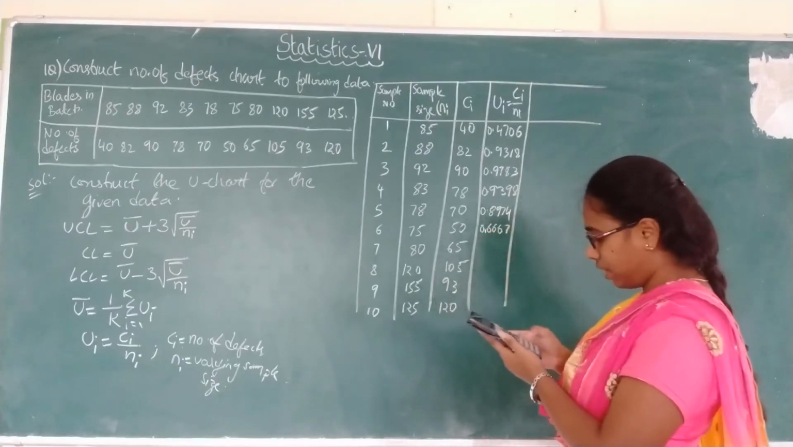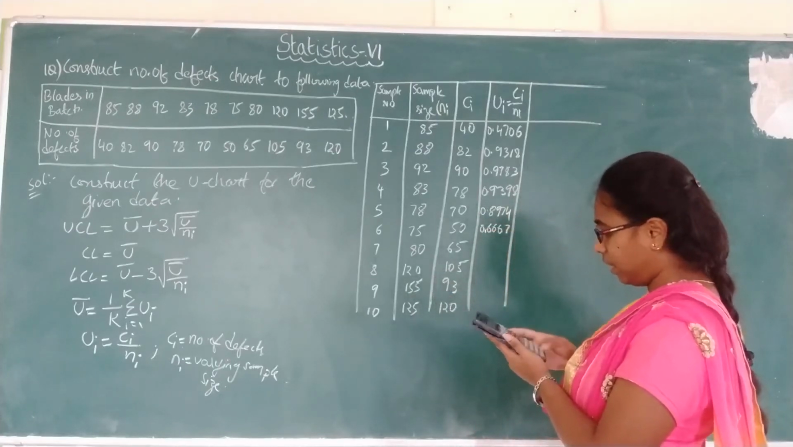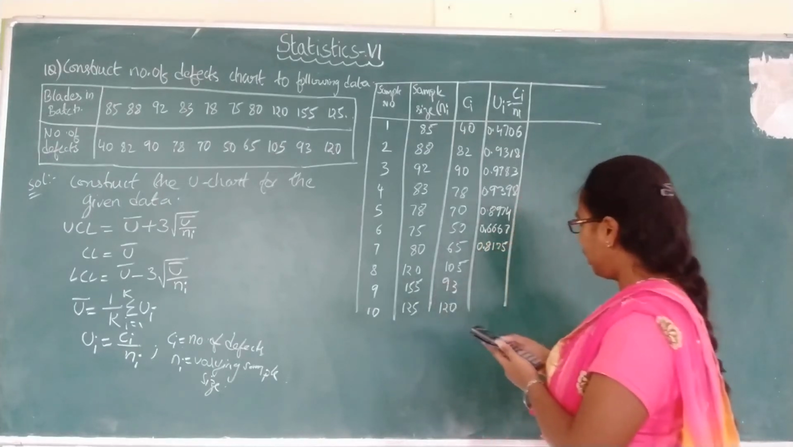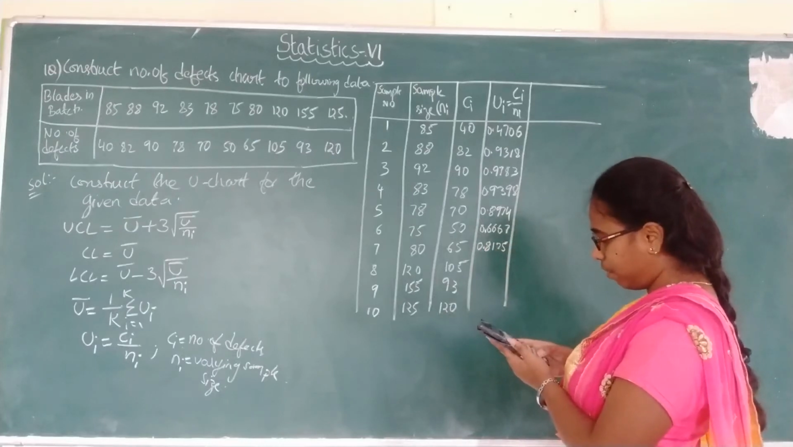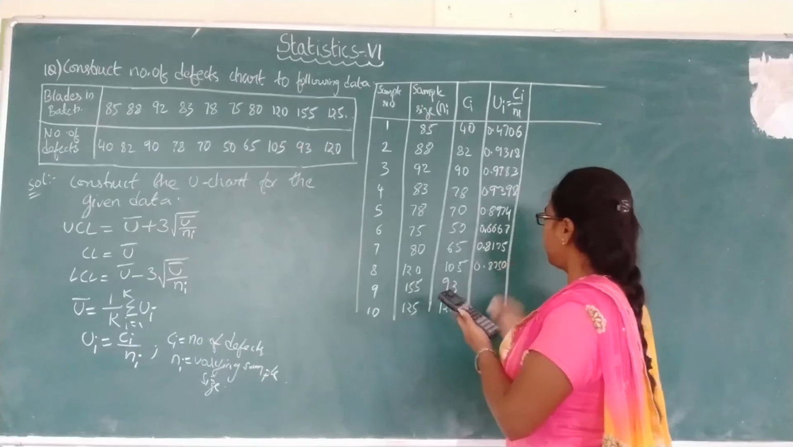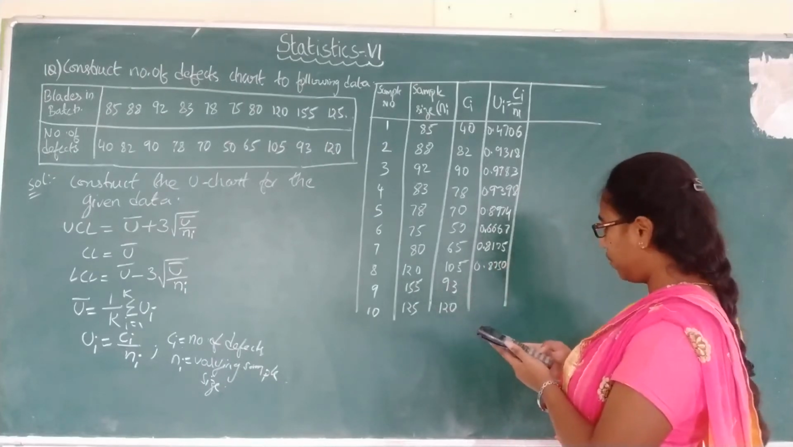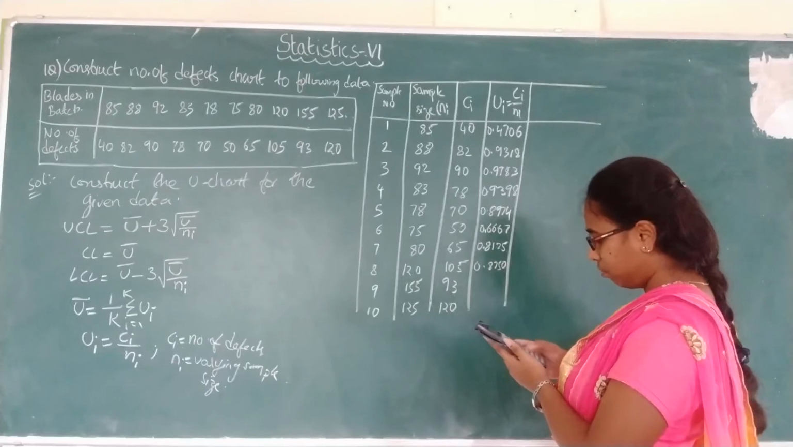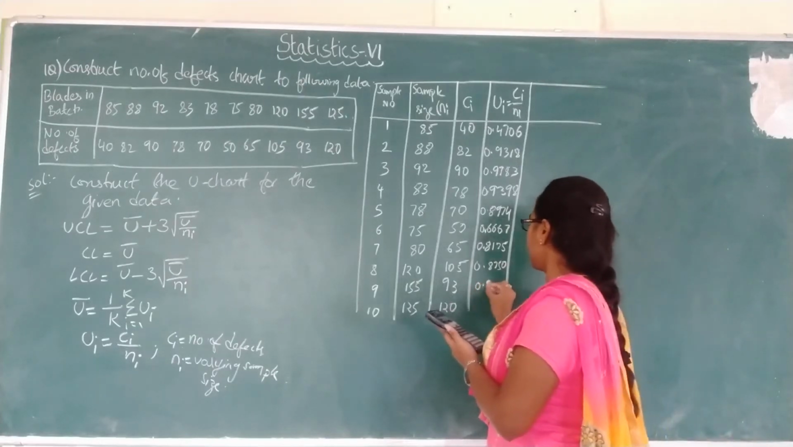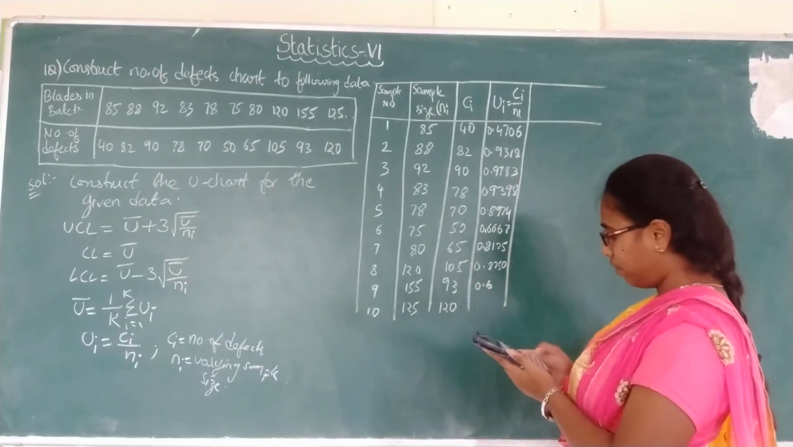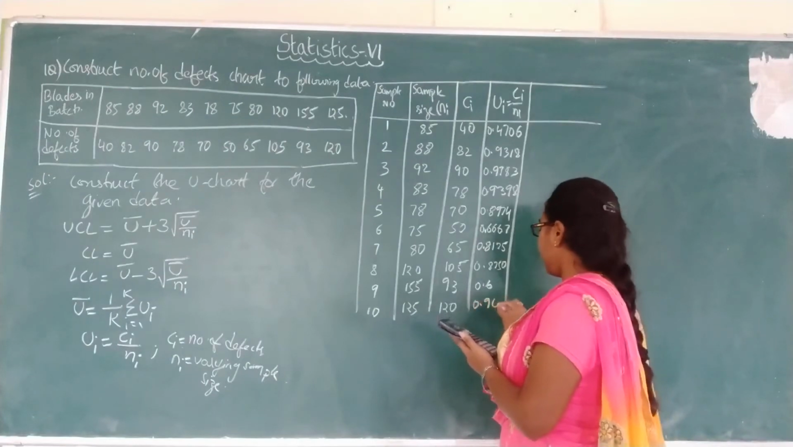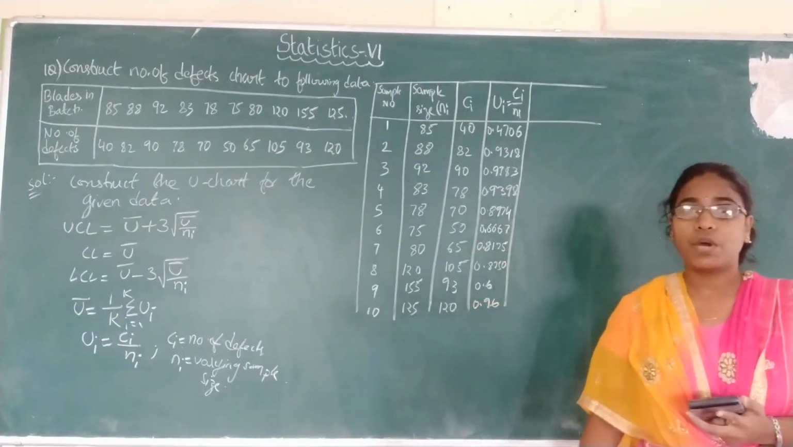Next, 65 divided by 80 is 0.8125. Similarly, 105 divided by 120 gives 0.8750. And then 93 divided by 155 is 0.6. And the last one is 120 divided by 125, which gives 0.96. So these are the Ui values we got.